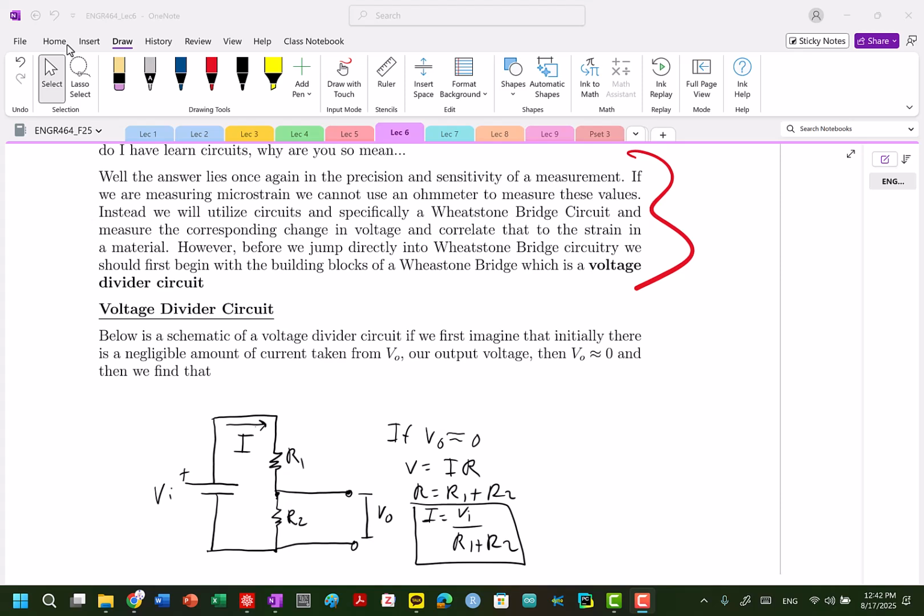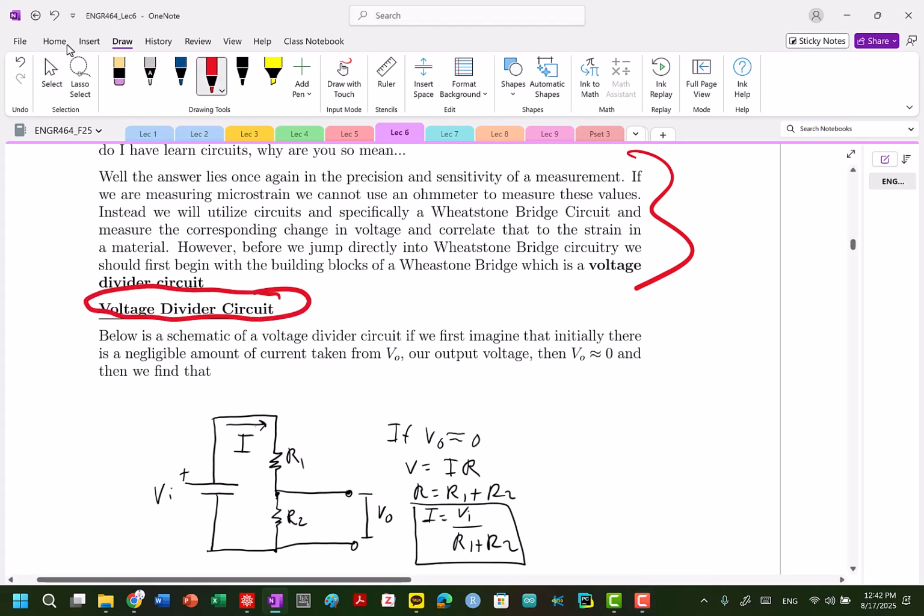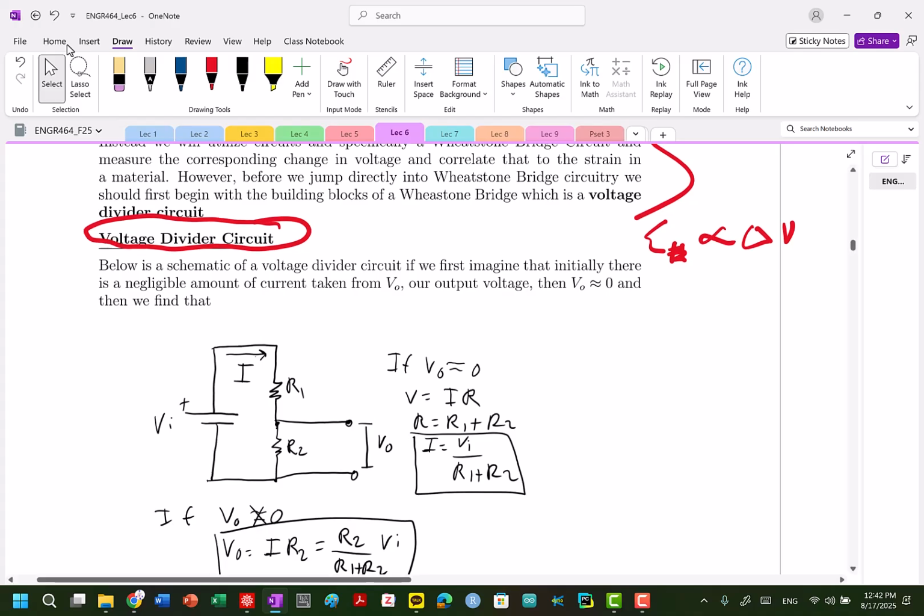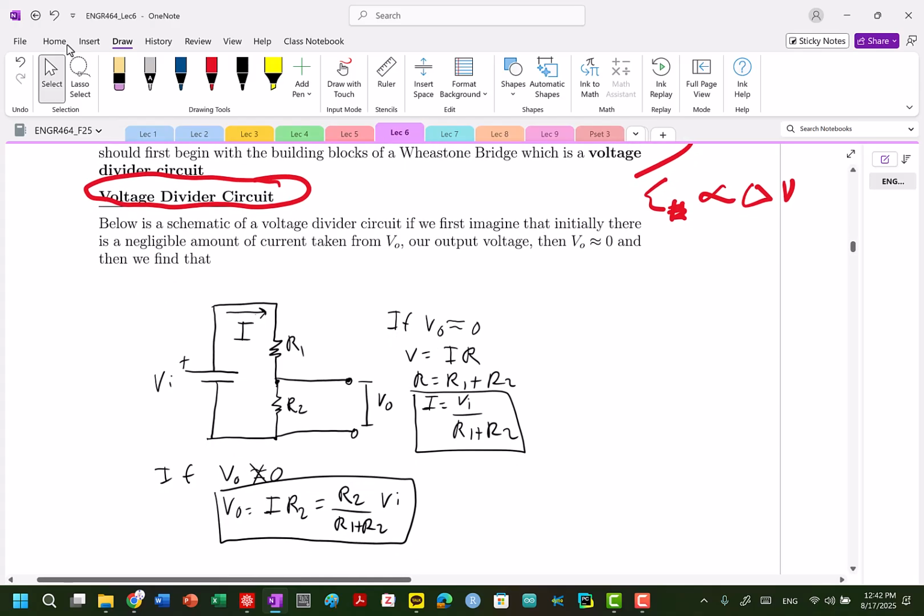All right, so now we're going to work with our voltage divider circuit in order to, again, correlate strain, it doesn't matter what direction, to some change in voltage. So, voltage divider circuit, we can kind of see a schematic of it here. We have some input voltage or excitation voltage, just depends on the parameter.